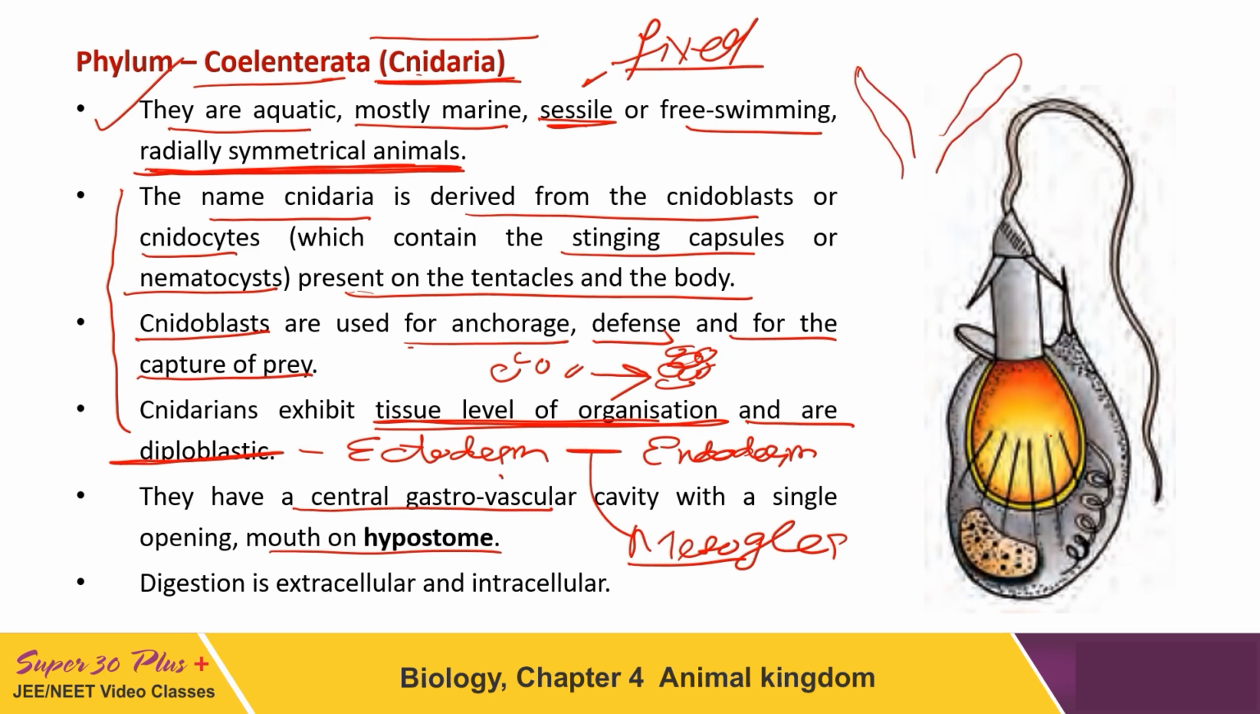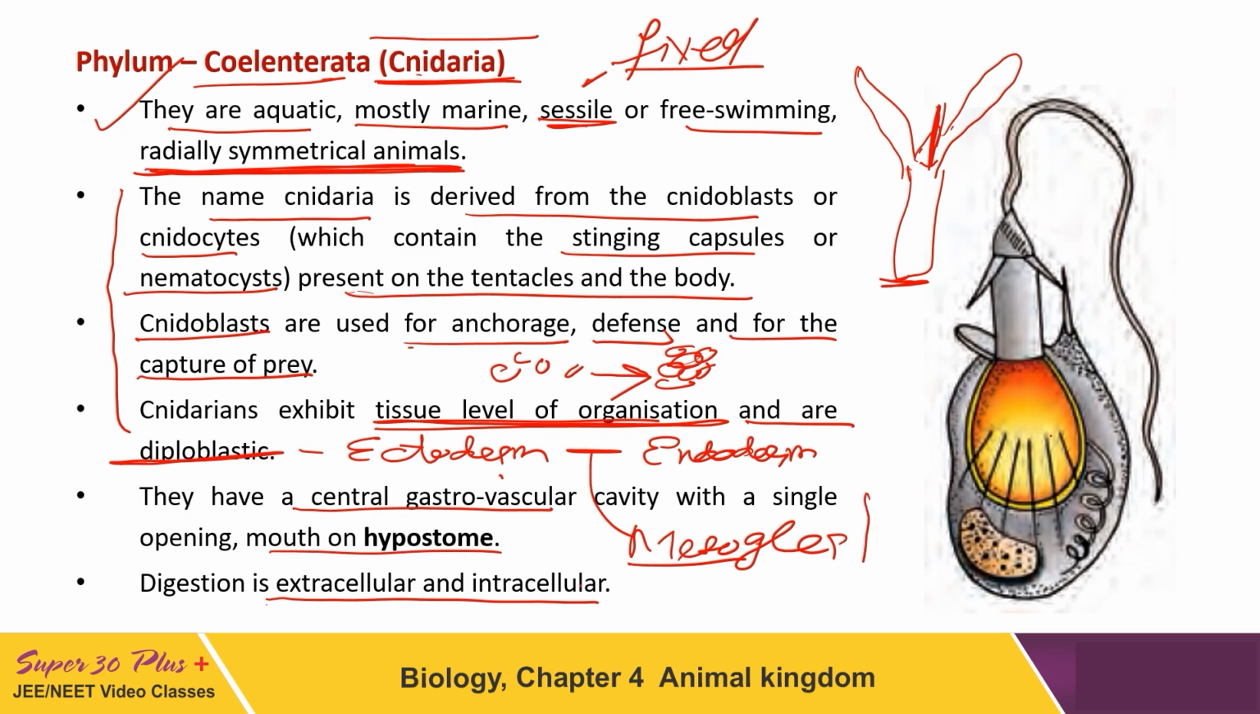This is the tentacle, this is the mouth, and this is the body. We have a blind sac body plan. This is the hypostome, through which the food will enter, and even the undigested food will be thrown out. Digestion is extracellular as well as intracellular. You know the meaning of extracellular and intracellular? Yes.